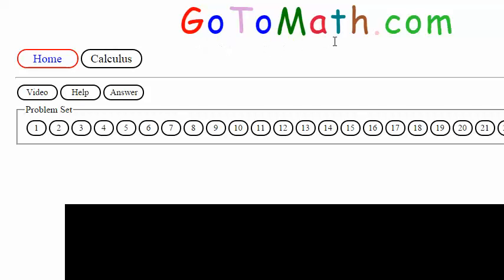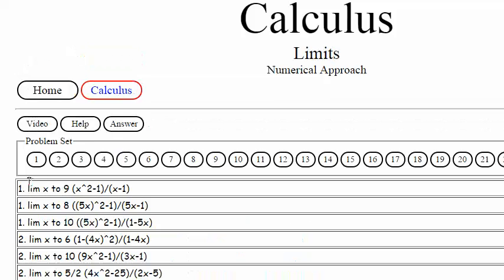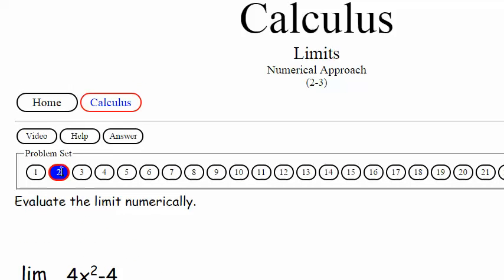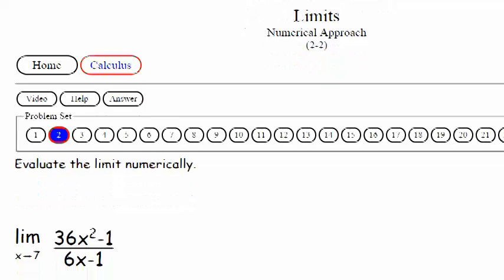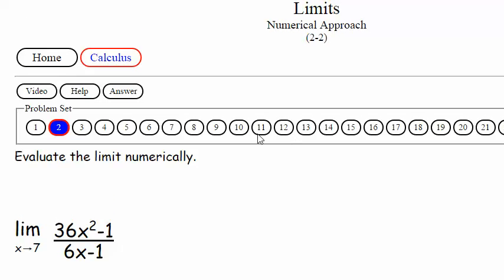Okay, we're here at go2math.com working some calculus. We're in the numerical approach section, and I'm trying to get 2.2 to come up, and there it is. Okay, got three of them in this particular section here. Alright, so we want to evaluate this limit numerically. Alright, so let's move over to the whiteboard.